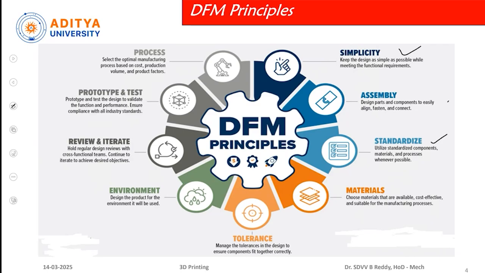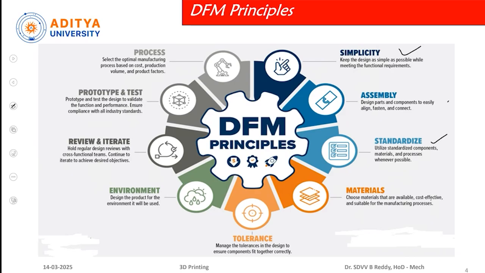And coming to materials, why choose the materials carefully? If we are going for an economical design, that is required. Choosing materials that are available, the first factor is cost effectiveness. After that, you have to check whether the material is suitable for the manufacturing processes or not. Then only can we go for the materials.